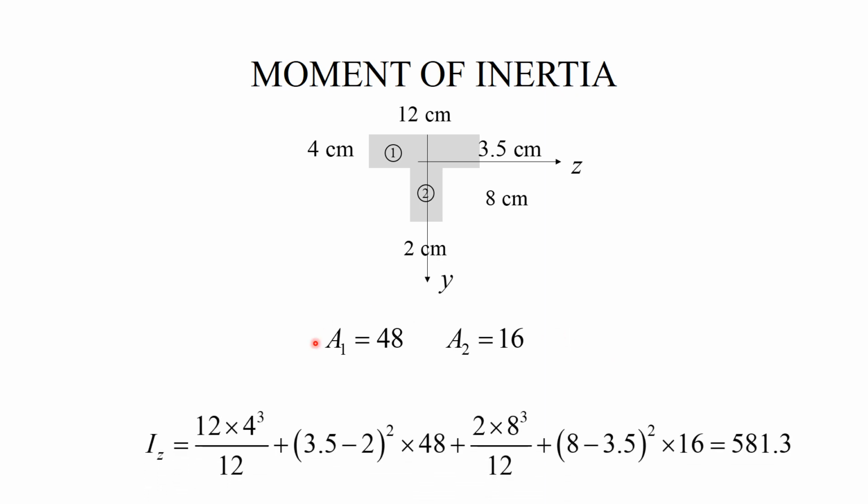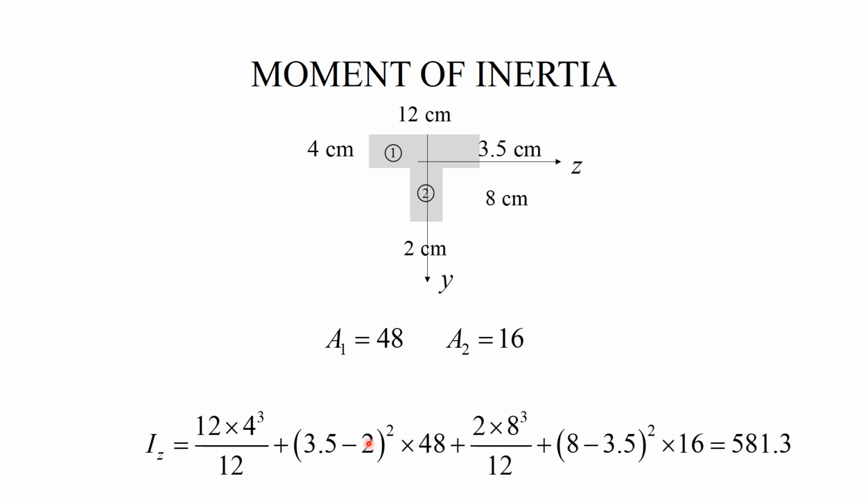Let us go slowly over this result. First, I look at the flange. The moment of inertia of the flange with respect to its own axis is simply 12 times 4 cubed divided by 12. So it's b h cubed over 12 applied to the flange, plus the term that follows from the parallel axis theorem. 3.5 minus 2 is the distance between the z-axis of the entire cross-section and the z-axis of the flange.